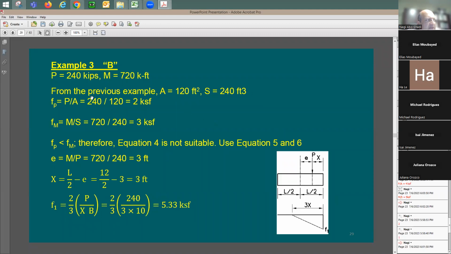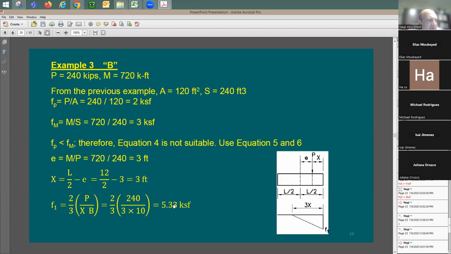When I did the analysis, P over A now becomes 2, but M over S, the same coming from the moment, is now 3. Now when you look at this, the moment stress is higher than the axial load stress. So I'm going to have an uplift case. The footing is going to start to lift up. I can't really use this equation. I need to use the other set of equations, and F1 becomes 5.33.